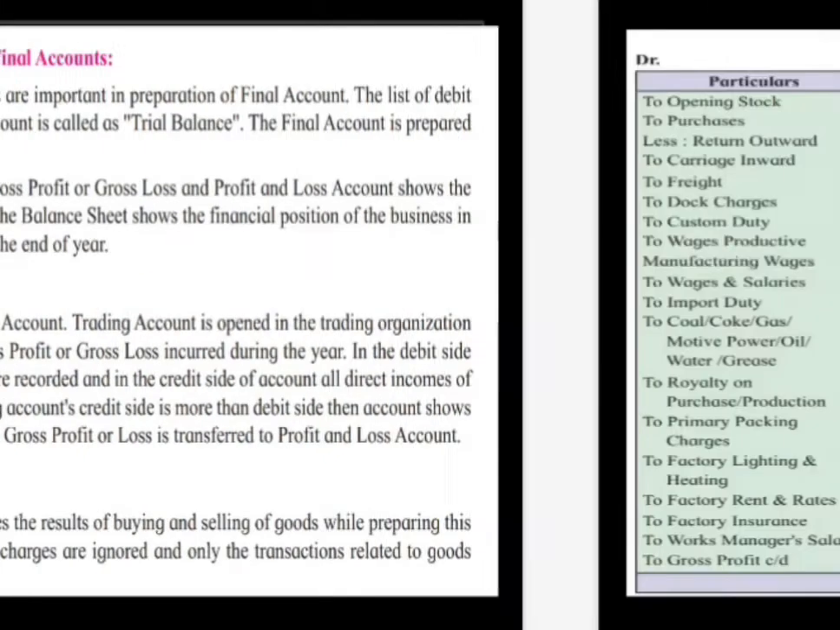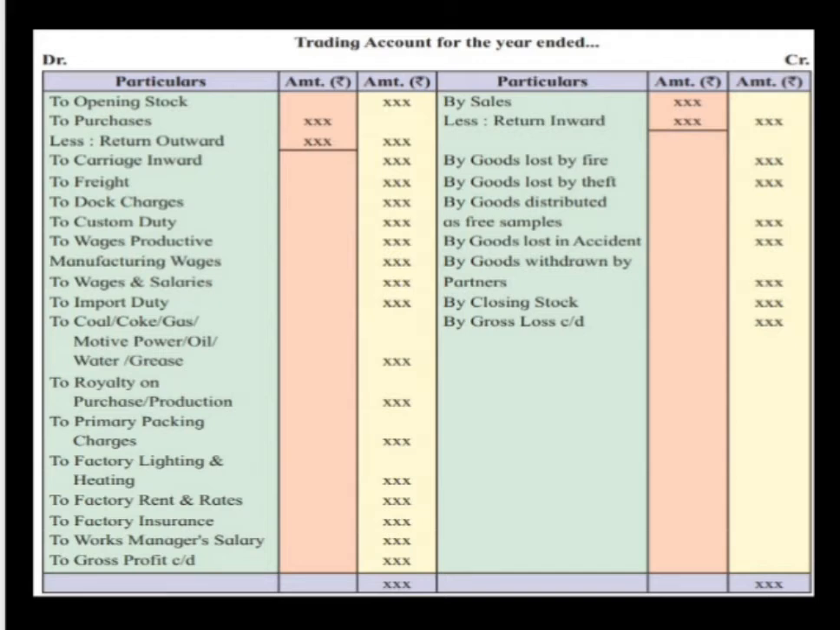Now we will see the pro forma of the trading account. Students, whenever you are preparing it, you should write Dr. for debit and Cr. for credit. Then prepare six columns: on the debit side 3 columns and on the credit side 3 columns. Particulars, amount in rupees, then again particulars, amount in rupees, and amount in rupees.